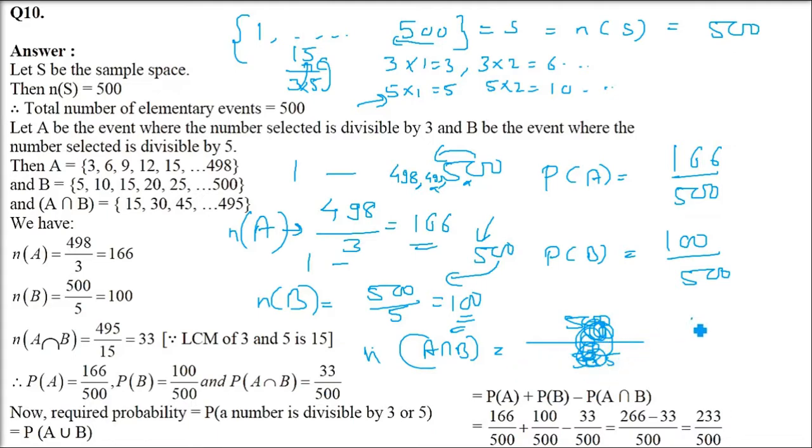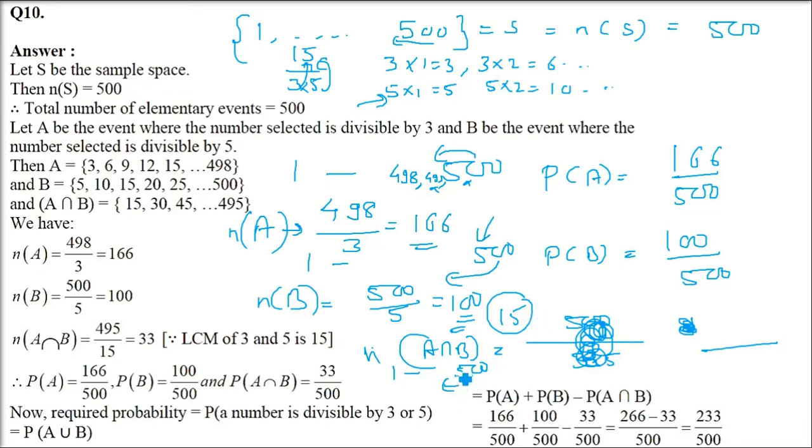Oh, there is a slight mistake. As I said, 500 will not be divisible by 15. We have to start from 500 and then go back. I'm just changing it because we have to find the number of elements in A intersection B, and as I said, we have to start from the back. 1 to 500, start from the back. Find the first number which is divisible by 15. The LCM of 5 and 3 is 5 into 3.